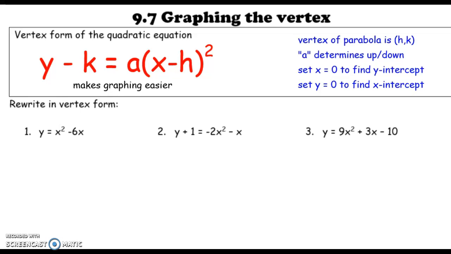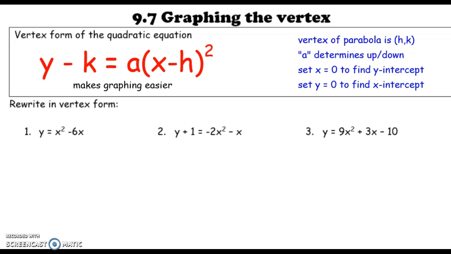The vertex form is y minus k equals a times, in parentheses, x minus h quantity squared. In order to do this, you are going to find that the vertex of the parabola is h comma k. That a determines whether it's going to go up or down. So if a is positive, it's going to open up, and if a is negative, it's going to open down, just like the minimum and maximum that we talked about earlier on in this year.